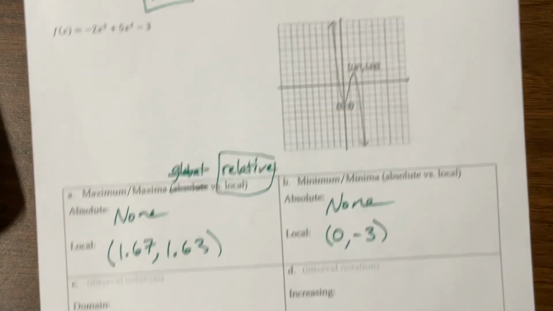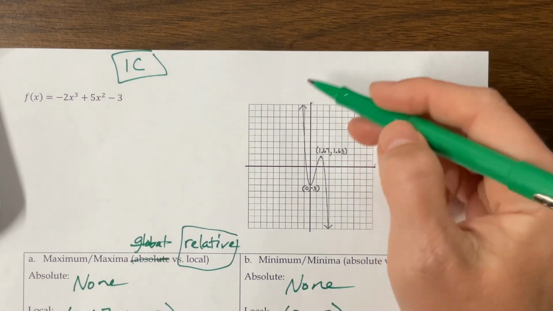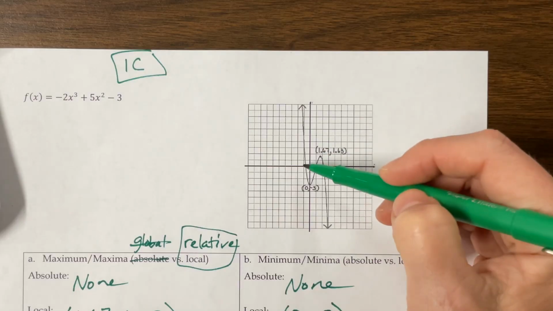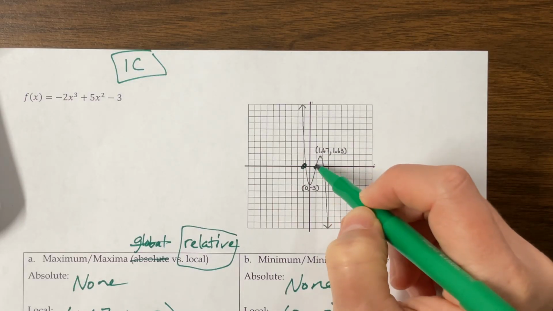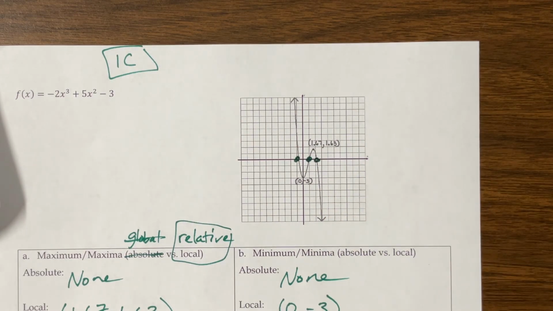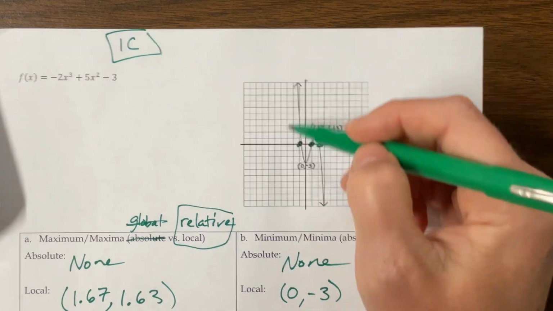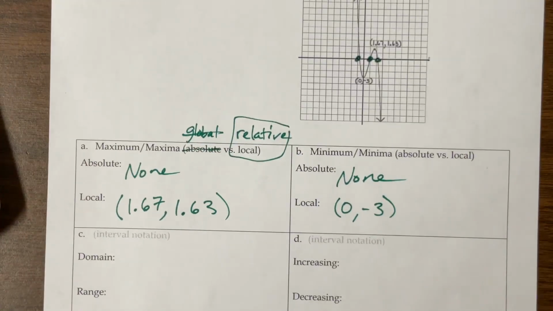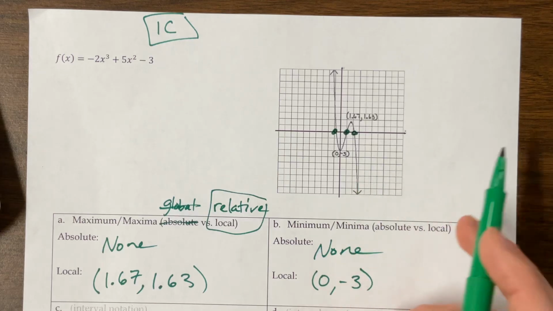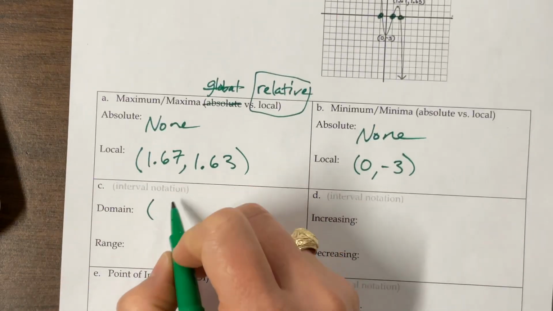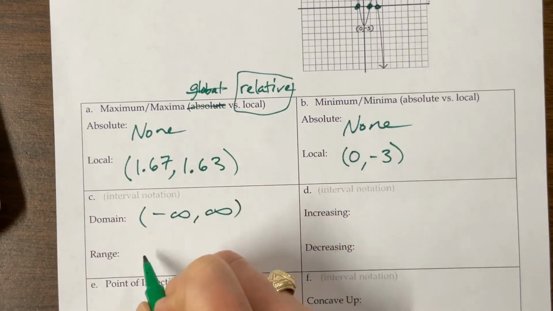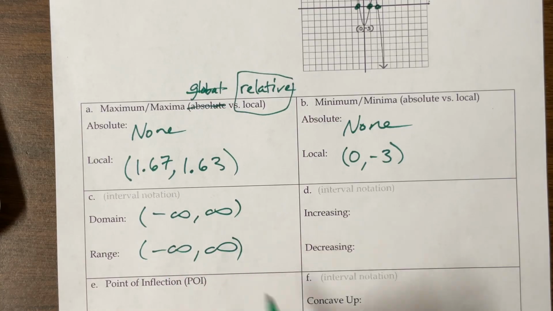Okay, interval notation for domain and range. On this one, you notice this looks cubic to me. We see we have 1, 2, 3 zeros, and I don't see anything else weird happening. It's passing through nicely. I would imagine this is cubic. I also don't see anything that restricts anything. So the domain is -infinity to positive infinity, and the range is -infinity to positive infinity.